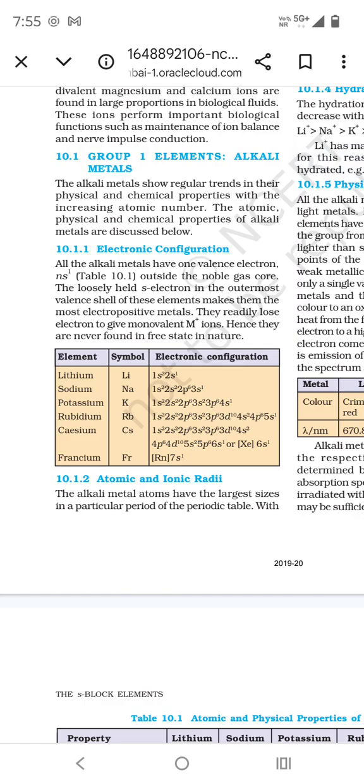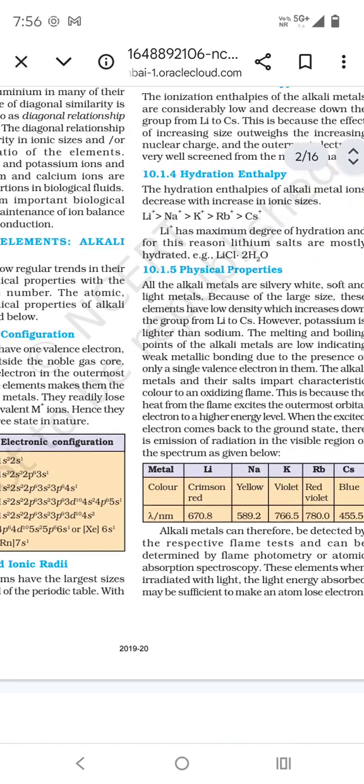Electronic configuration. All the alkali metals have one valence electron outside the noble gas core. The loosely held s electron in the outermost valence shell of these elements makes them the most electropositive metals. They readily lose the electron to give monovalent positive ions. Hence, they are never found in a free state in nature.